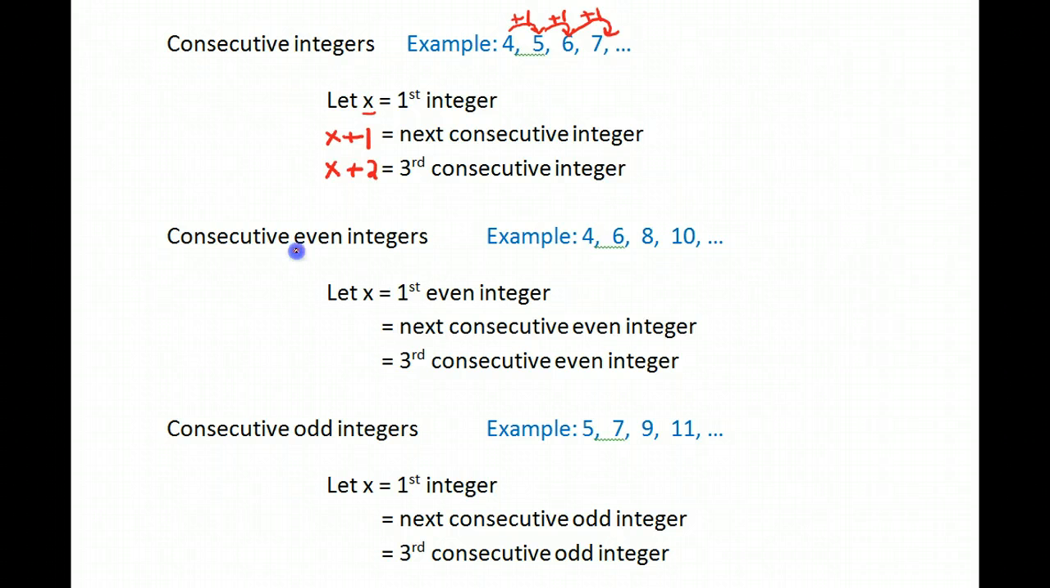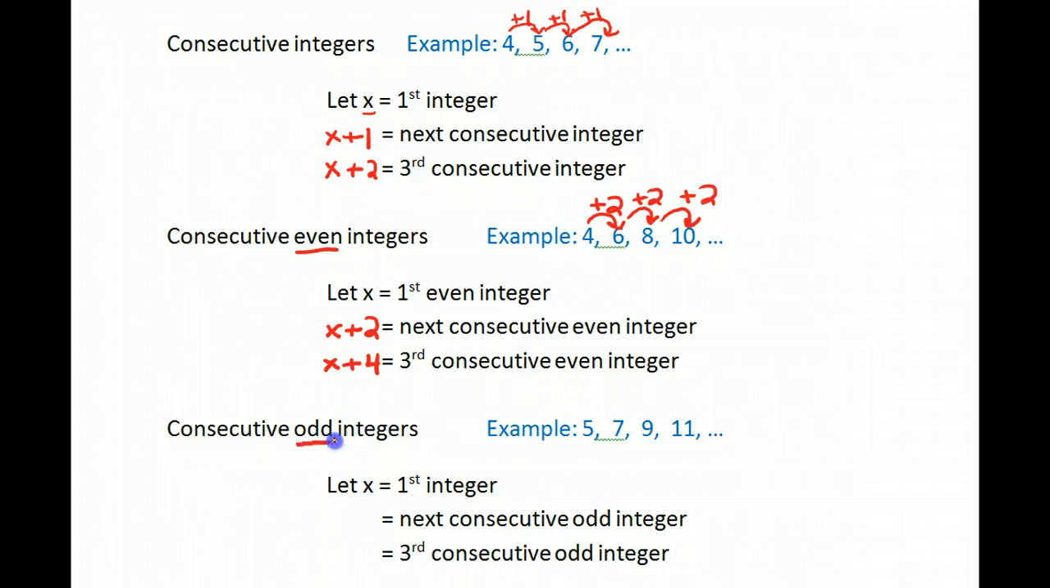Now, if they're even integers, that would be like 4, 6, 8, 10, 12, 14, and so forth. So when I ask, how do I get from one to the next here, I get there by adding 2. How do I get from 6 to 8? I add 2 again. How do I get from 8 to 10? I add 2 again. So that means if I start with x, to get to the next even integer, I add 2. To get to the next even integer after that, I would have to add another 2. So 2 plus 2, that's like adding 4.